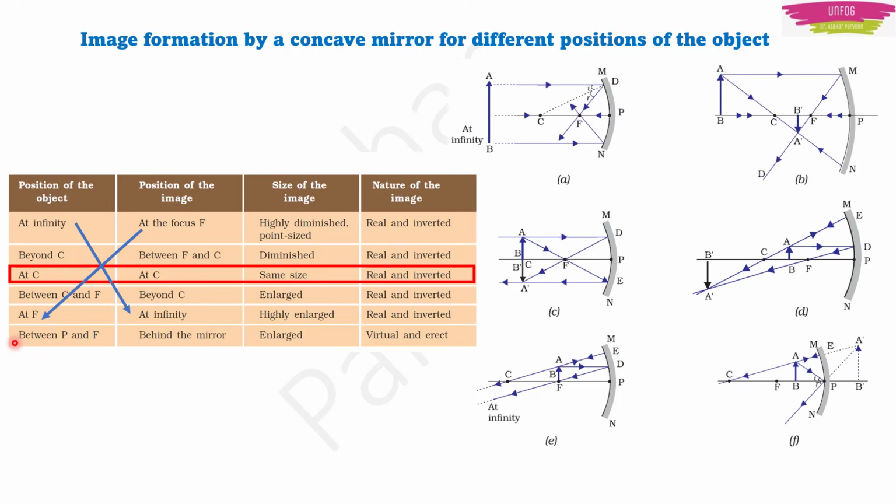And the last case is a little bit different. It is like in a plane mirror. Here, you can see that in all other cases, the nature of the image is real and inverted. Only in this case, wherein the object is between the pole and the focus, the image is formed behind the mirror. If the image is formed behind the mirror, it will be enlarged, virtual and direct.